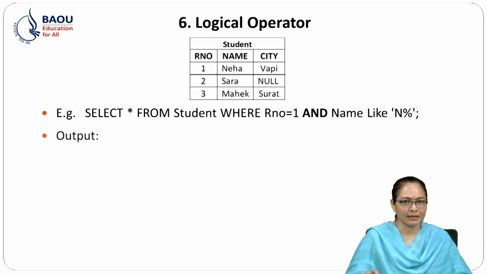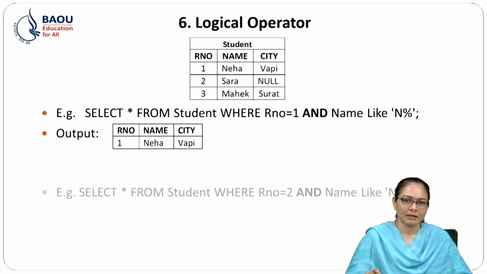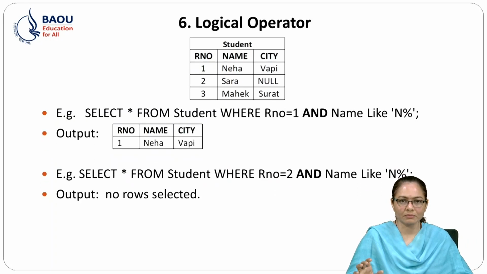The second query is, for example, select * from student where roll number = 2 and name like 'N%'; See, in the table roll number 2 has the name Sara, which means the roll number 2 student's name starts with the character S. Thus, both conditions are not satisfied. So, it will not display any records. The output is no rows selected.